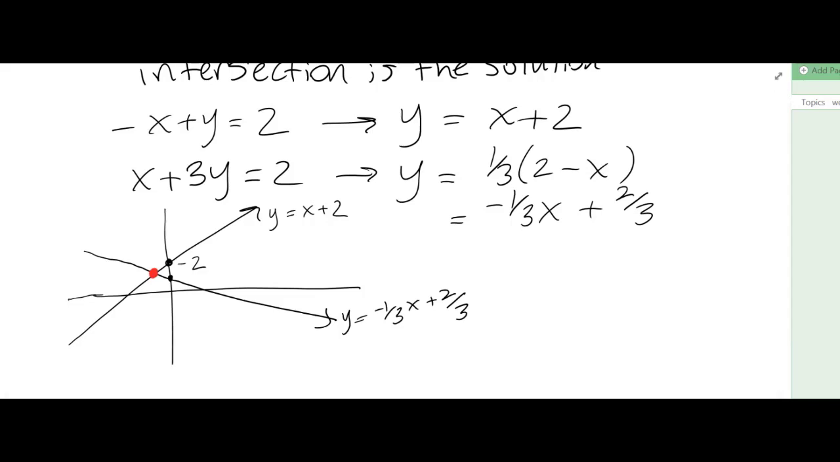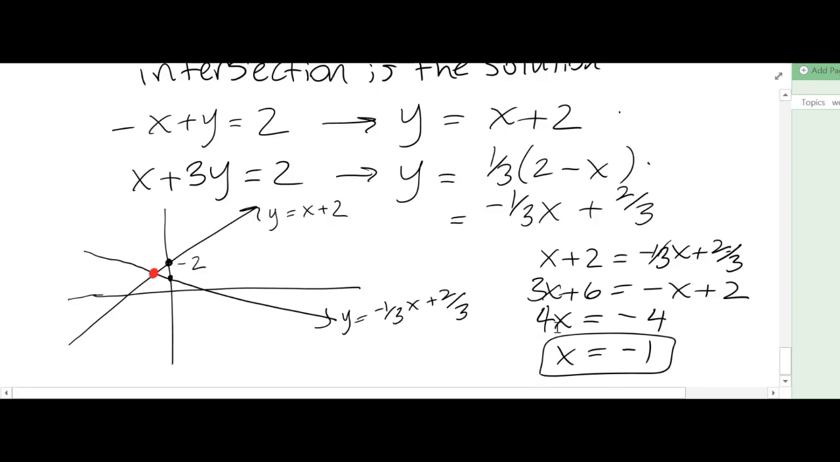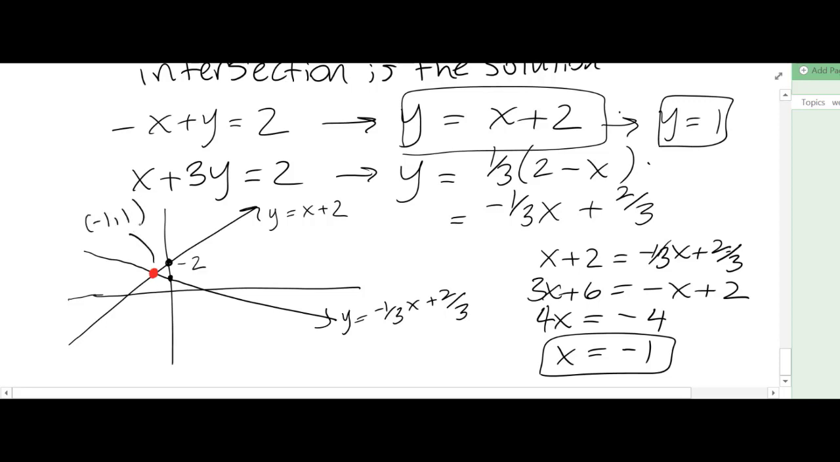So the way we do that is we set the y equations equal to each other. So we set x plus 2 equal to negative 1/3 x plus 2/3. So if you multiply both sides by 3, you'll get 3x plus 6 equals negative x plus 2. And you can move stuff around, you get 4x equals negative 4, so x equals negative 1. And then you can find the corresponding y value using this equation. So if you plug in x equals negative 1, you get y equals 1. So the solution is negative 1, 1. That's the solution.